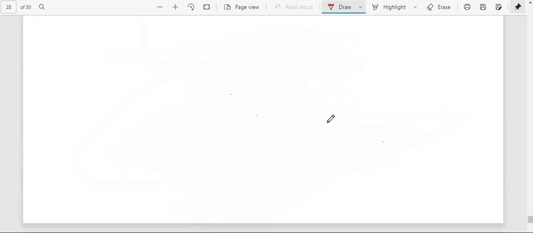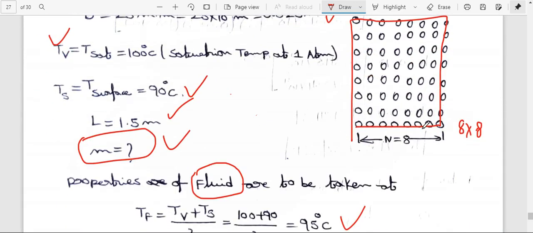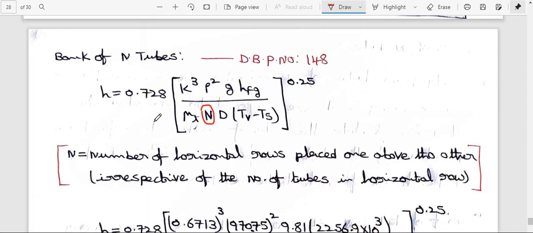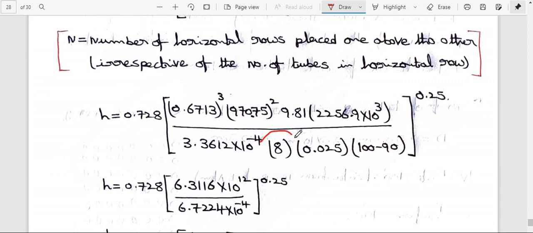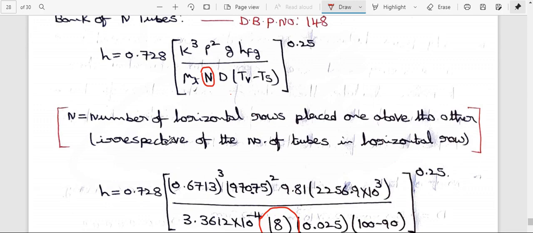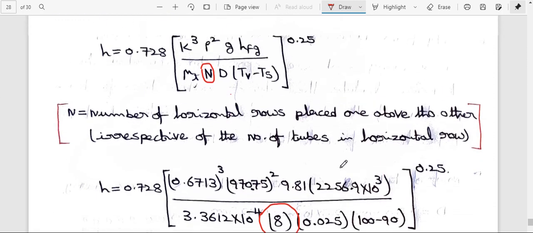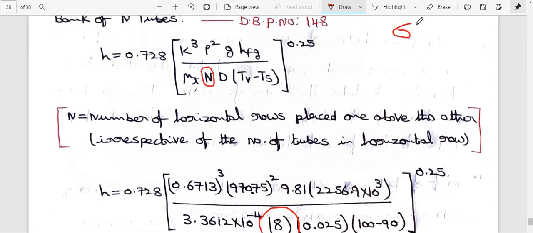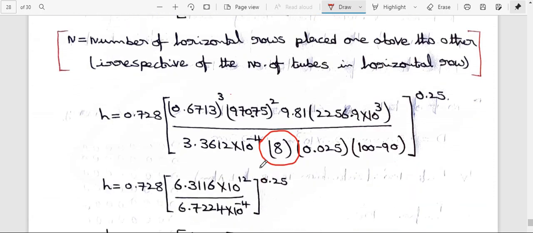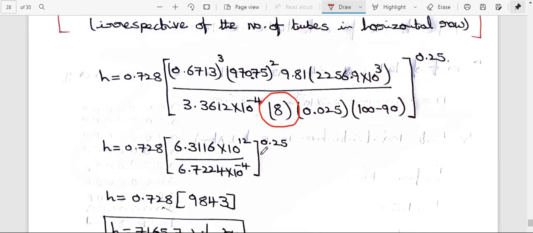Look at how many horizontal rows are in the array I have taken. There are 8 horizontal rows, so that's why I am considering N is equal to 8. This is the condition: number of horizontal rows placed one above the other. The 64 tubes are arranged in an array, so N is equal to 8.